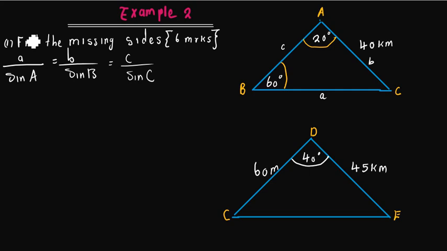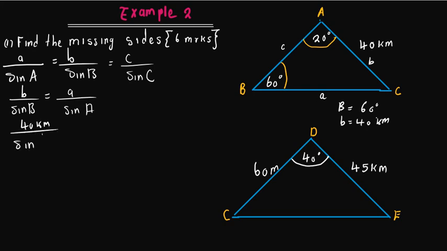So in this case, which one is complete? B is complete because B has both the angle 60 degrees and the distance 40 kilometers. That's the first thing to consider. So we are going to get our B, which is complete. We say sine B. Which one do we find first? We're finding A, so we put our A here. The distance for B is 40 kilometers over sine 60.